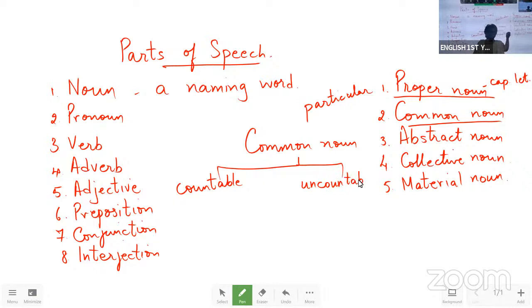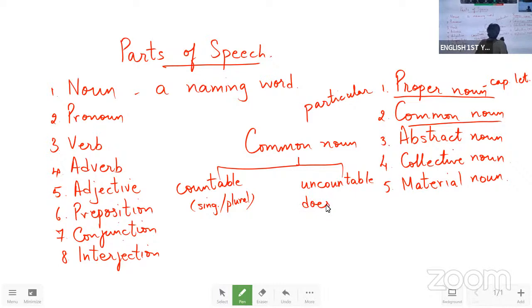Now, what do you mean by countable? Very easy to understand. 1, 2, 3. There are 3 books on the table. Countable always takes up singular as well as plural. Book, books. Bag, bags. Pen, pens.